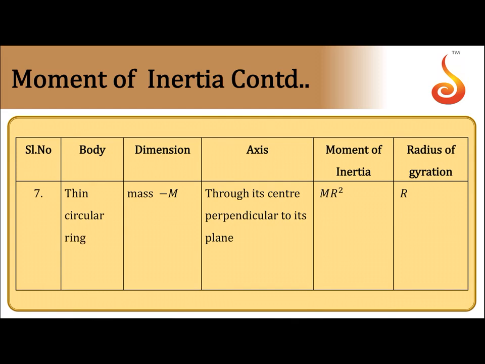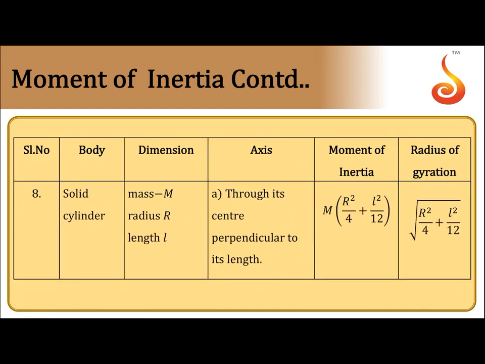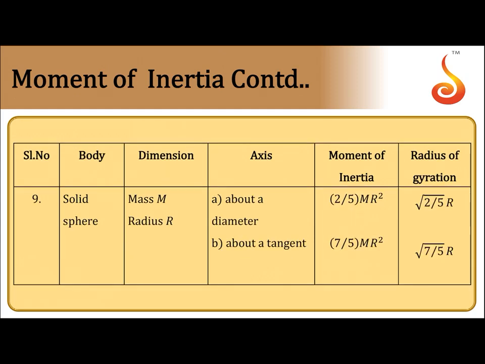Then a thin circular ring of mass m. In the case of a ring, the mass is distributed only along the circumference. So if the axis is through its center perpendicular to its plane, then the moment of inertia is mr square, and the radius of gyration is r. For a solid cylinder of mass m, radius r and length L, the moment of inertia is m into r square by 4 plus L square by 12, for an axis through its center perpendicular to its length. For a solid sphere, about a diameter, it is 2 by 5 mr square. About a tangent, it is 7 by 5 mr square.